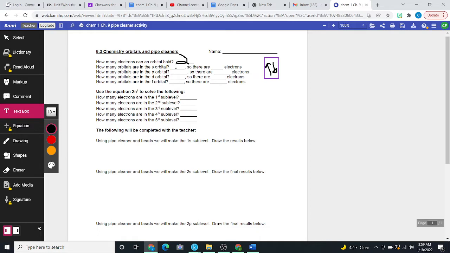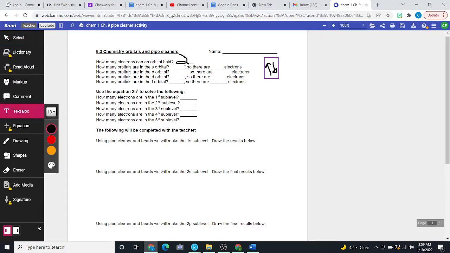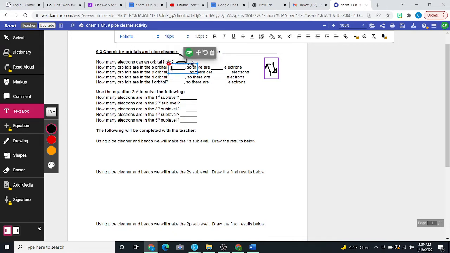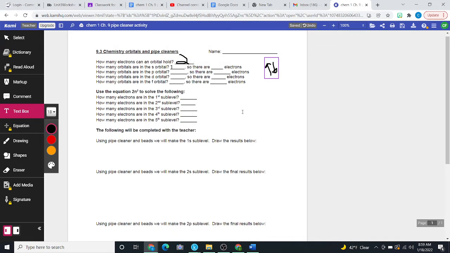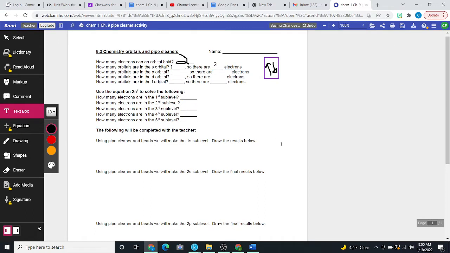So how many orbitals can S hold? Well, S can hold 1. It has 1 box. All right, guys. Bear with it. It's been a while since I've used Cami. All right, so it can hold 1. So it has 1 box, which means it holds 2 electrons. So let's do the 2 there.